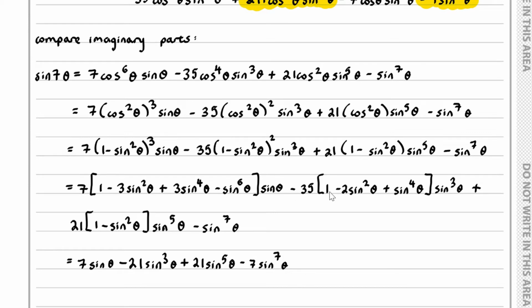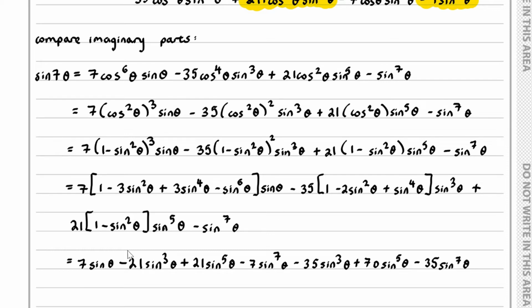Next over here we've got minus 35 times 1 times sine cubed, so here we get minus 35 times sine cubed θ. Then here we've got minus 35 times minus 2 times sine squared times sine cubed, so that's plus 70 times sine to the 5. And then we've got minus 35 times sine to the 4 times sine cubed, so that's minus 35 times sine to the 7 θ.